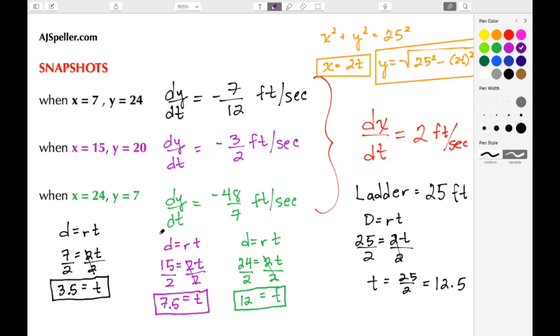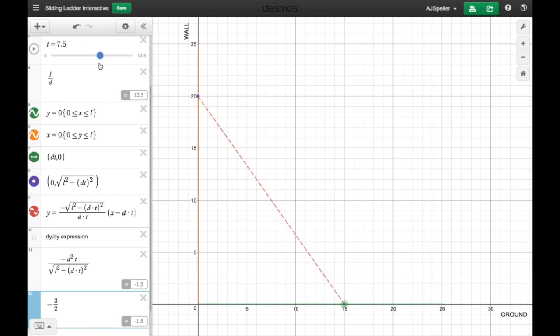Here at time 12, the x, or the bottom of the ladder, should be at 24 feet away. The top of the ladder should be 7 feet from the ground going up. All right, so let's put that in place. We're going to set t to 12. All right, here we are at 12. We see that the rate that we have here is negative 6.857, etc. We also see that the x value is at 24, and the y value is at 7.